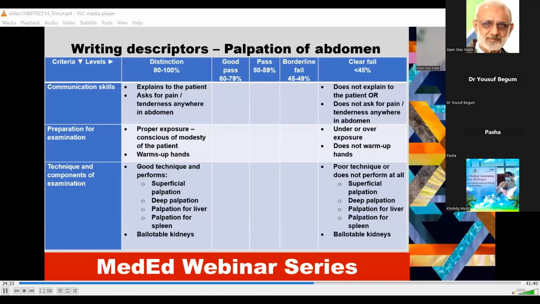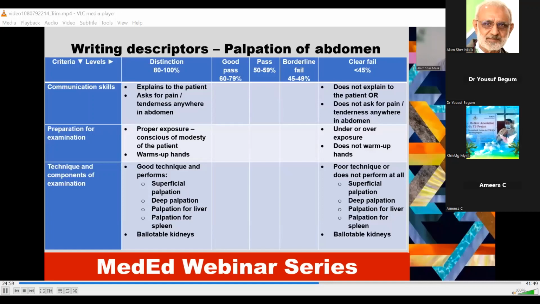For preparation of examination, the proper exposure, the student must be conscious of the modesty of the patient and should warm up their hands. But if students are not conscious of the modesty of the patient, or they are performing under or over exposure, or do not warm up their hands, they would be in the category of clear fail.